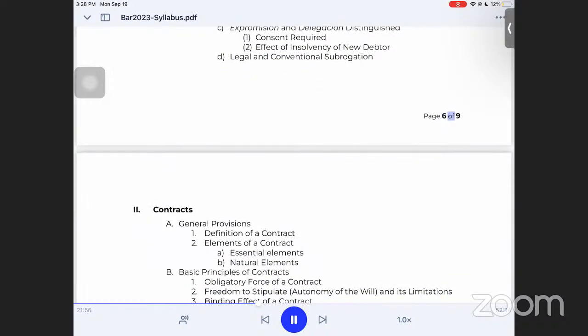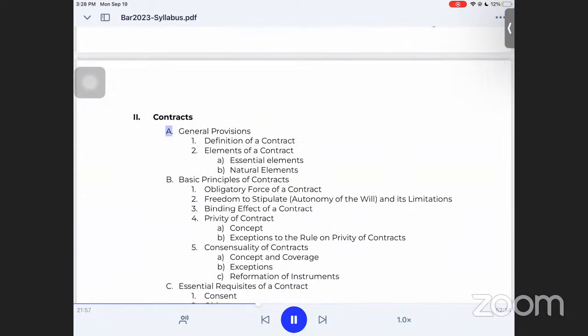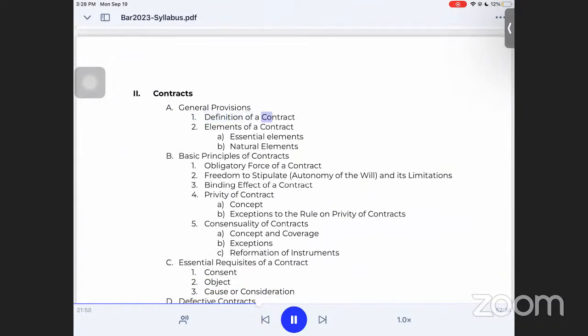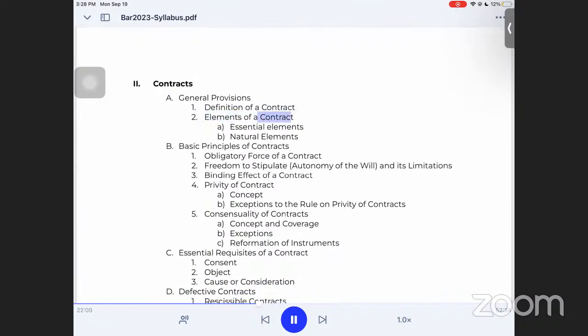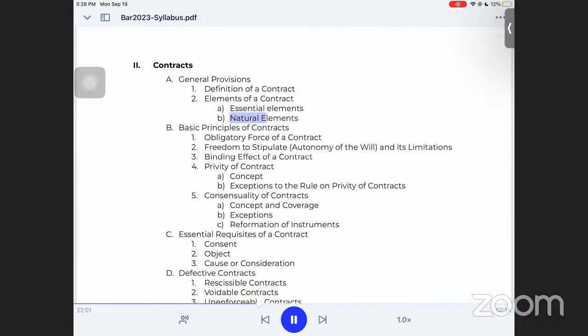Page 6 of 9. 2. Contracts. A. General provisions. 1. Definition of a contract. 2. Elements of a contract. A. Essential elements. B. Natural elements.